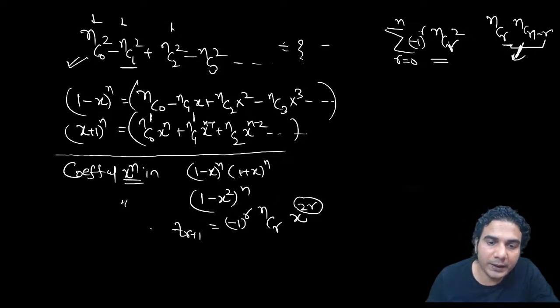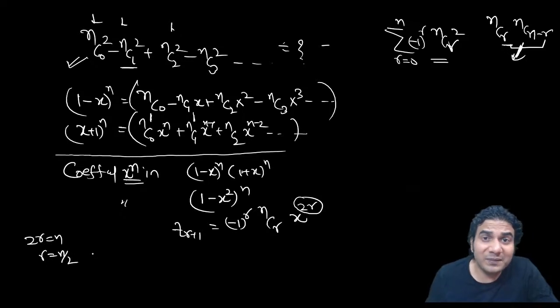This 2r should be n, so r should be n by 2, but will n by 2 be an integer? It might be if n is an integer. If n is not an integer, then n by 2 will not be an integer. That means r will not be an integer, but r should be an integer. That means that term does not exist, all right? So we have got the answer, okay? We need to put r is equal to n by 2.